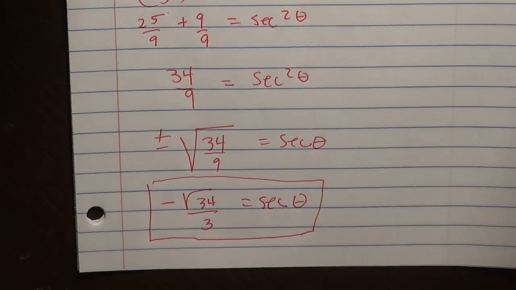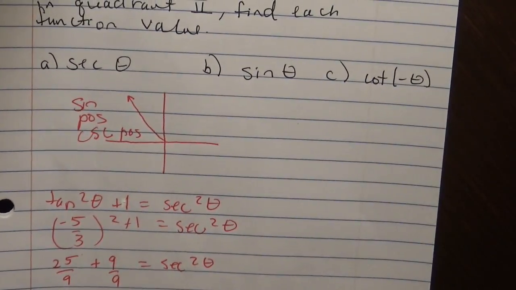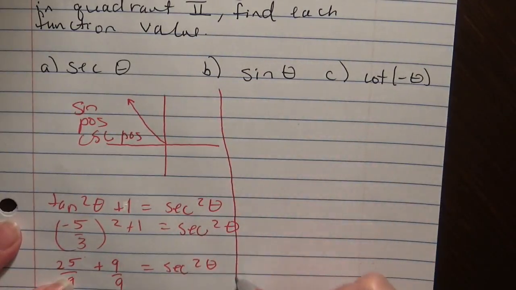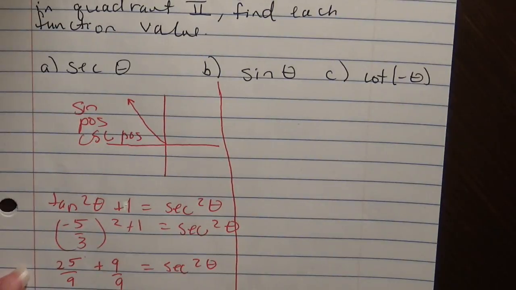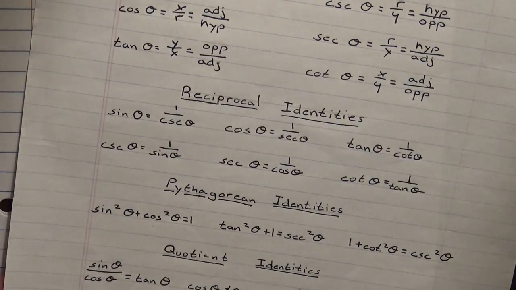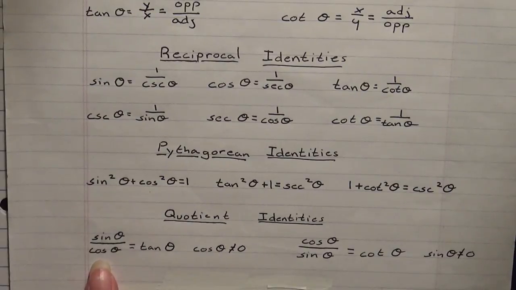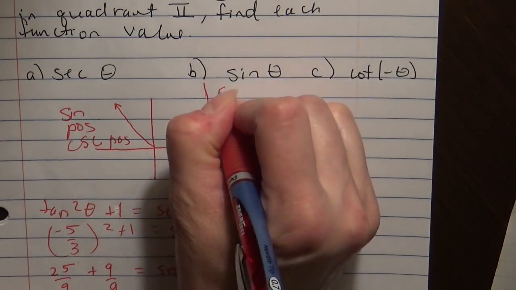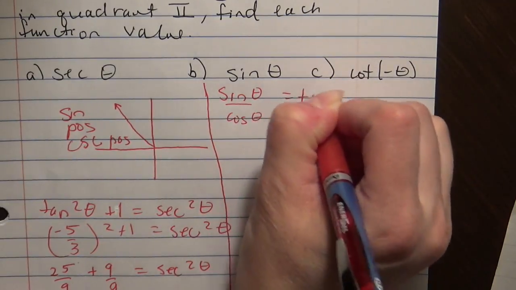Okay, for part B, we're going to find sine of theta. I'm not sure if I'm going to be able to get it all in here, but I'm going to try. So do we have a formula or an identity that has sine and tangent that we can use? Well, we could try this quotient identity here: sine theta over cosine theta equals tan theta. So let's see if that'll help us.